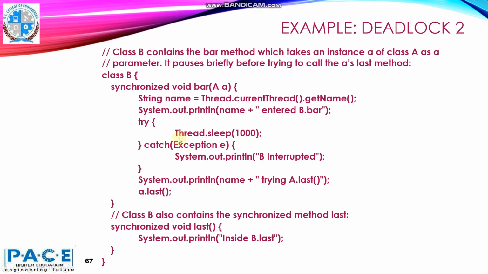Whichever thread enters the bar method acquires the monitor on the class B object. When it tries to call a.last, it is trying to acquire the monitor on the class A object.